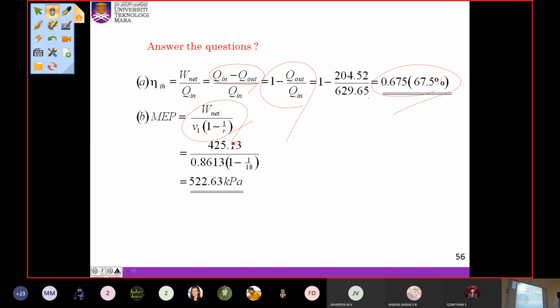Then what else we have to calculate? The MEP. So you know the formula: W net divided by V1 into 1 minus 1 by r, where V1 is the specific volume. So we know the values, we calculate the W net, we know the V1 value, and we know the r value. If you substitute, we can get the MEP as 522.63 kilopascal. Right.